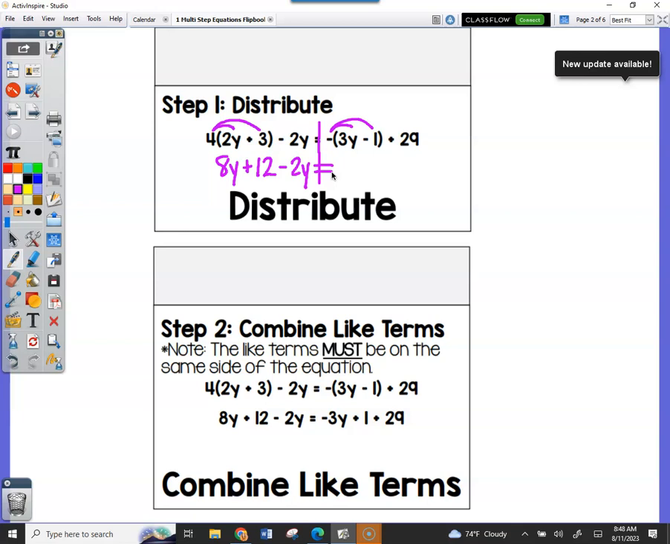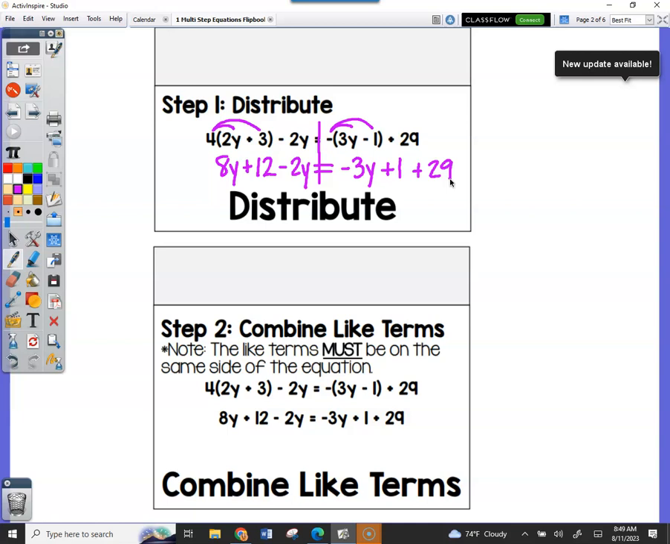Negative 1 simply does what to terms? It either makes it negative or positive. It changes the sign, right? So negative 1 times 3y becomes negative 3y. Negative 1 times negative 1 becomes positive 1. It really helps to draw those arches because then you can really visualize what's multiplying. And then the plus 29 comes down. Now that is the first step.